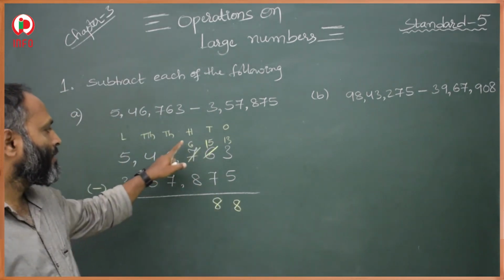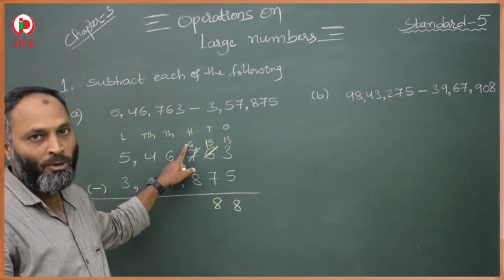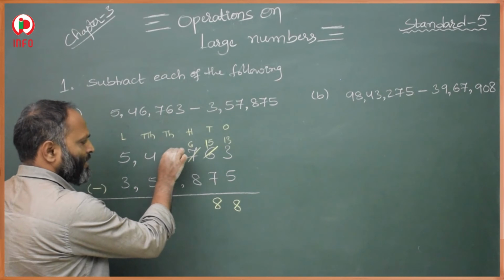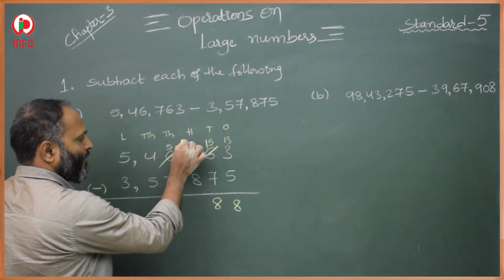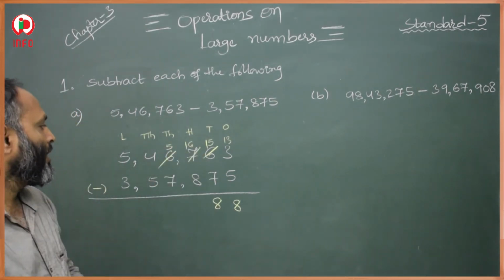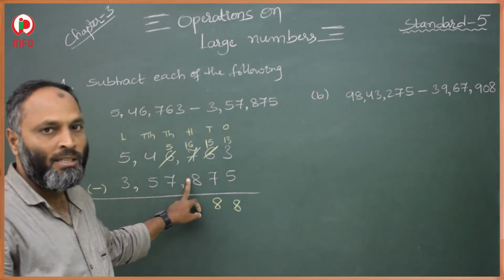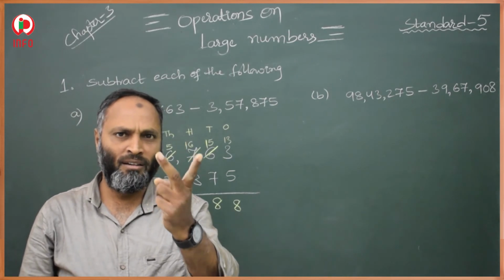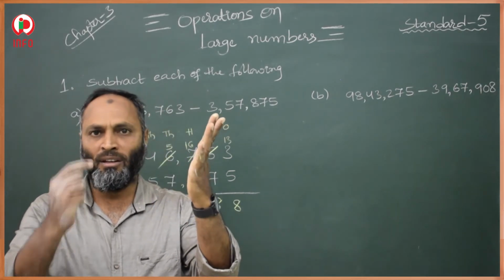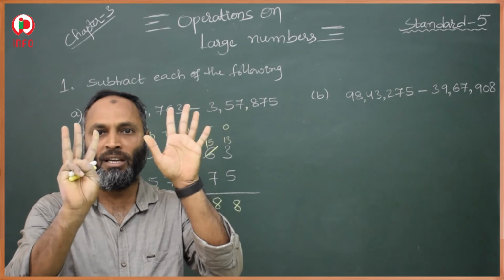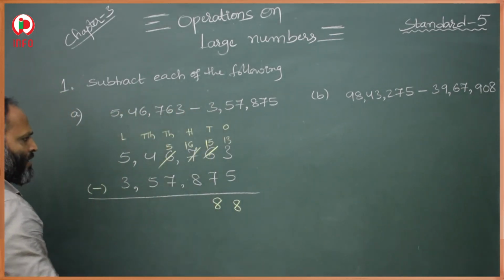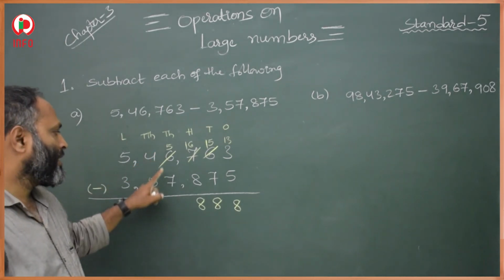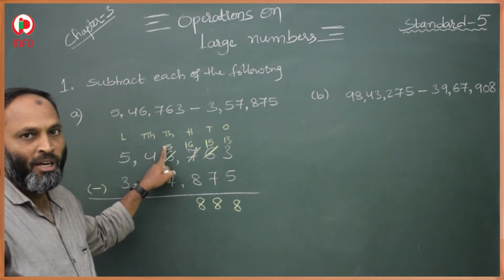Then after that 6 and 8. 6 is smaller. Again we have to take borrow from the next place, that is thousands place. Then it becomes 16. 16 minus 8. From 8 to 16 we have to count. 9, 10, 11, 12, 13, 14, 15, 16. 16 minus 8 is 8. Then after that 5 and 7. 5 is lesser, so minuend is less value.